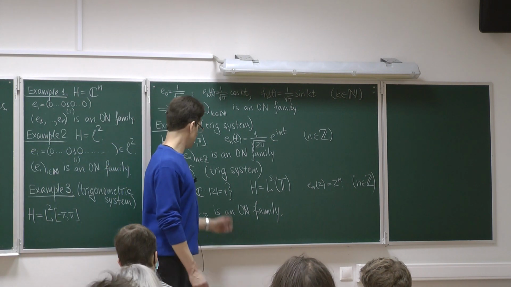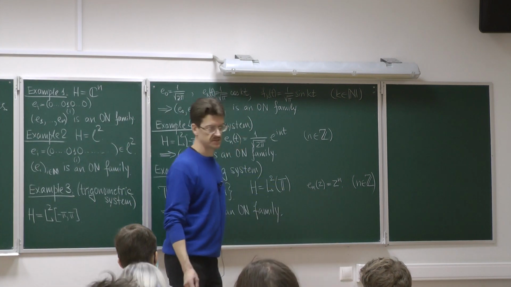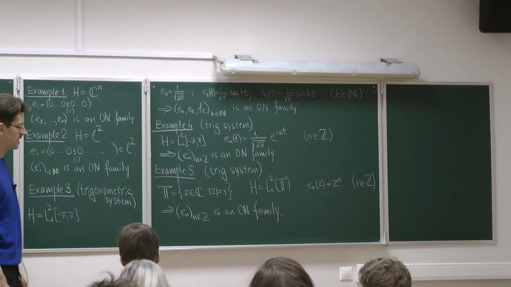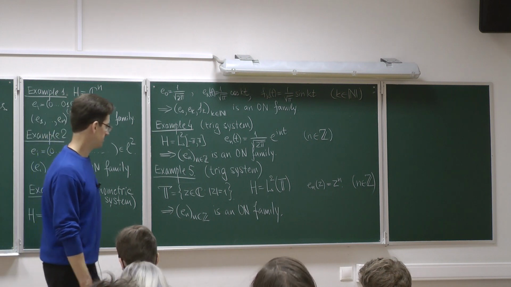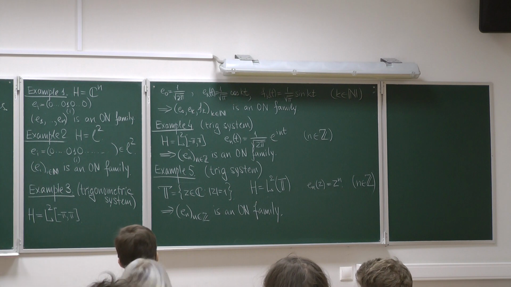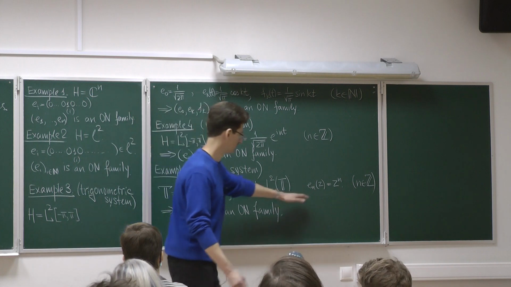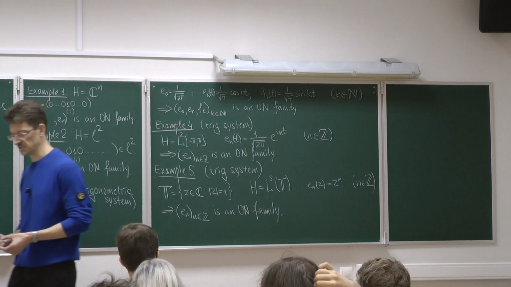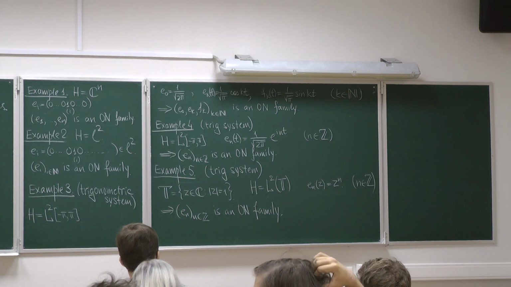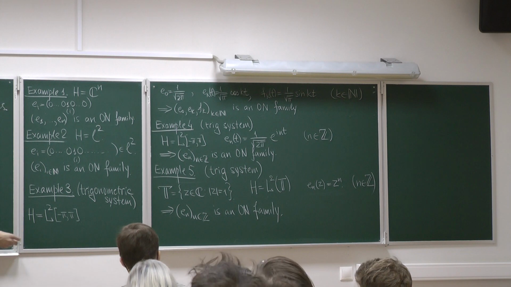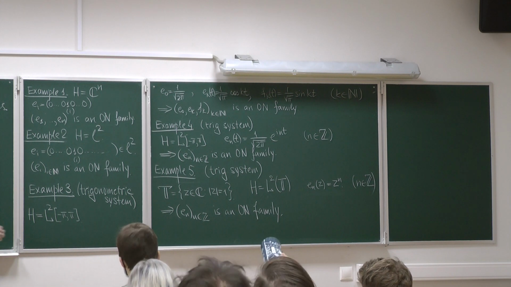The advantage of this form of the trigonometric system is that it consists precisely of unitary characters of the circle. So in general, a unitary character of a group is a group homomorphism from this group to the circle. But the circle is itself a group, and these functions are precisely the continuous homomorphisms from the circle to itself. And in fact, this example can be generalized to more general situations, for example, to any compact abelian topological group.